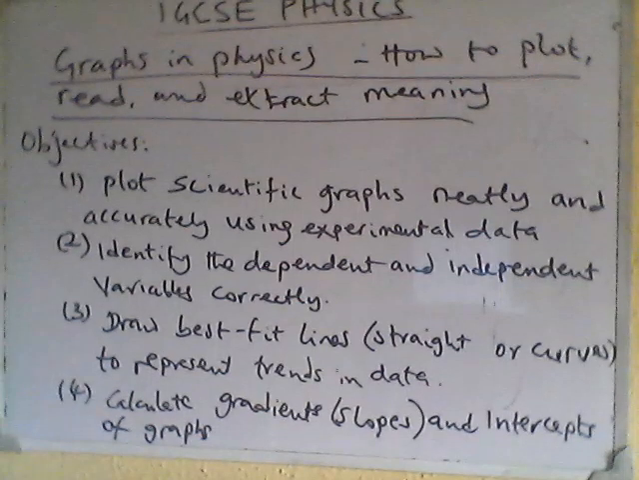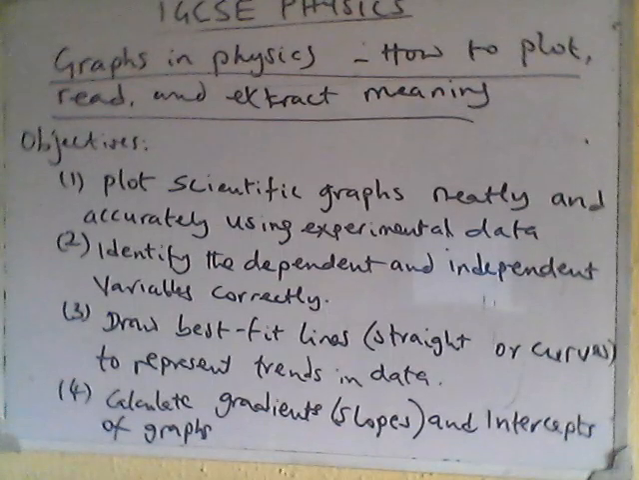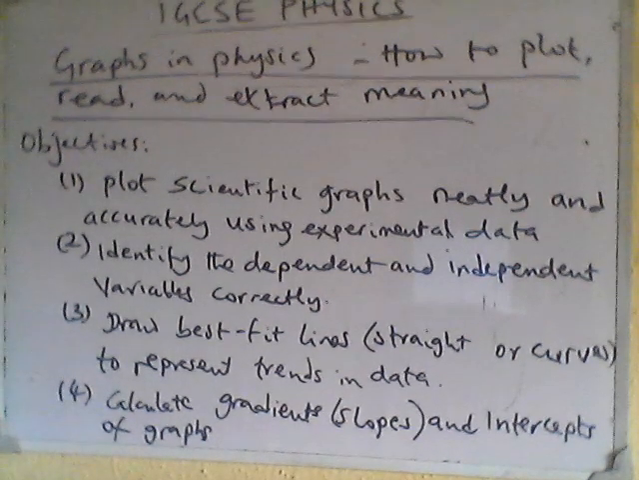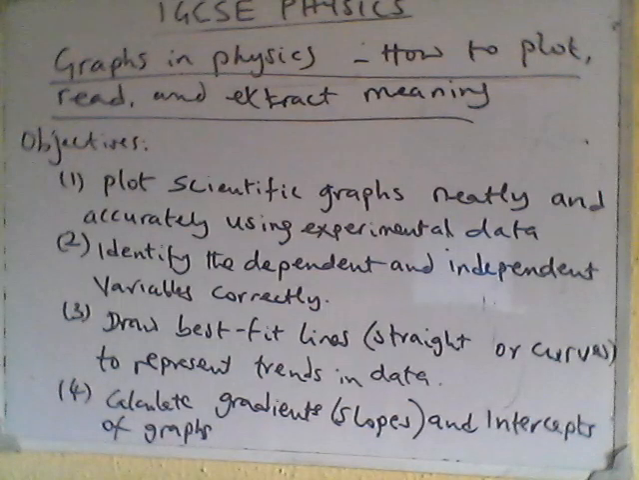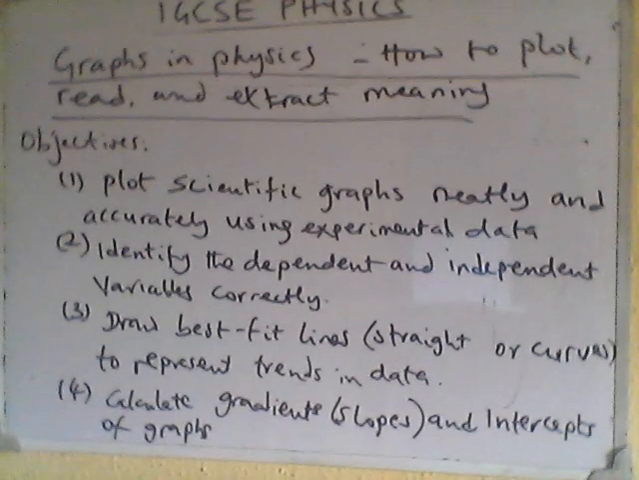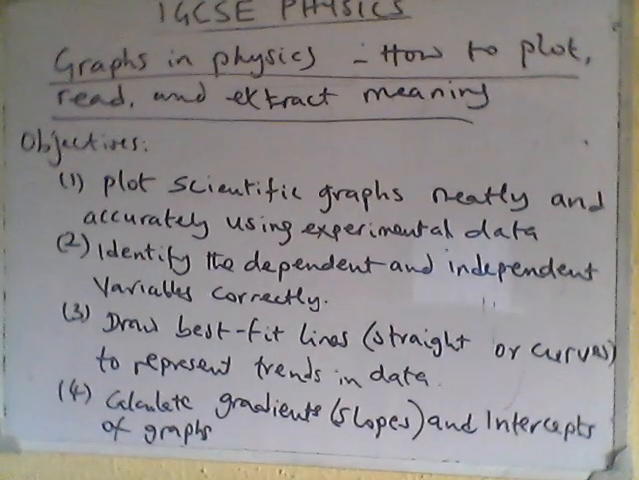The fifth objective is to interpret the physical meaning of graphs and intercepts in physics experiments. And lastly, use graphs to make predictions or check proportionality between quantities. So the first thing we'll look at is the conceptual explanation.